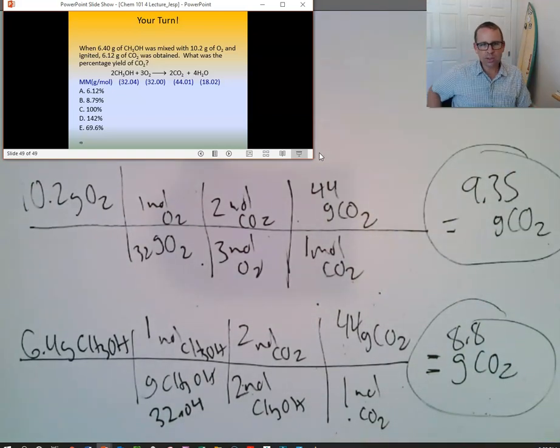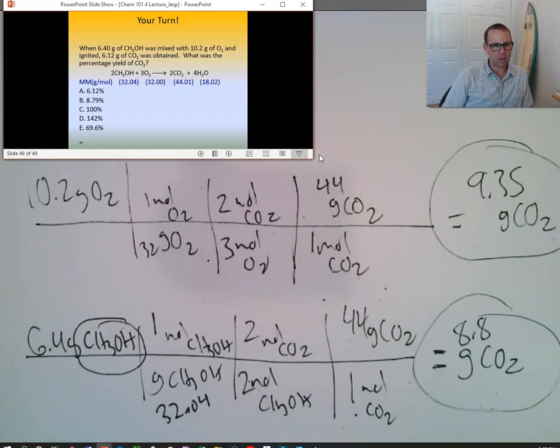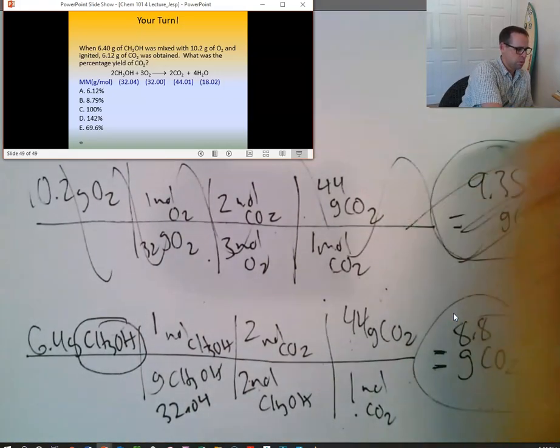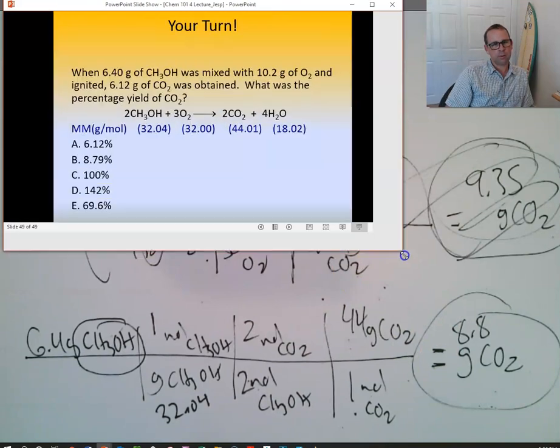Okay, so what do those values tell us? That our limiting agent is the CH3OH. The bottom one. The methanol. Yeah. The methanol. Very good. And this 8.8 then is what? So we're going to divide 8.8 by 9.35. Oh, not the 9.35. Not that.